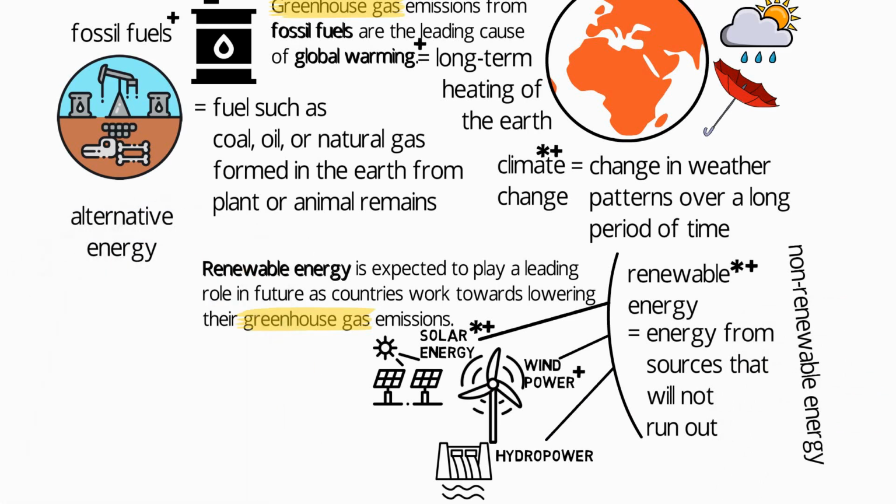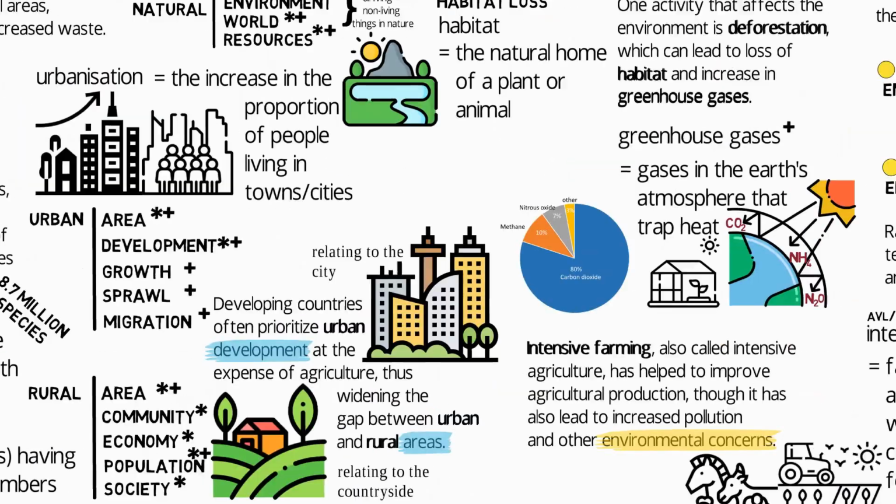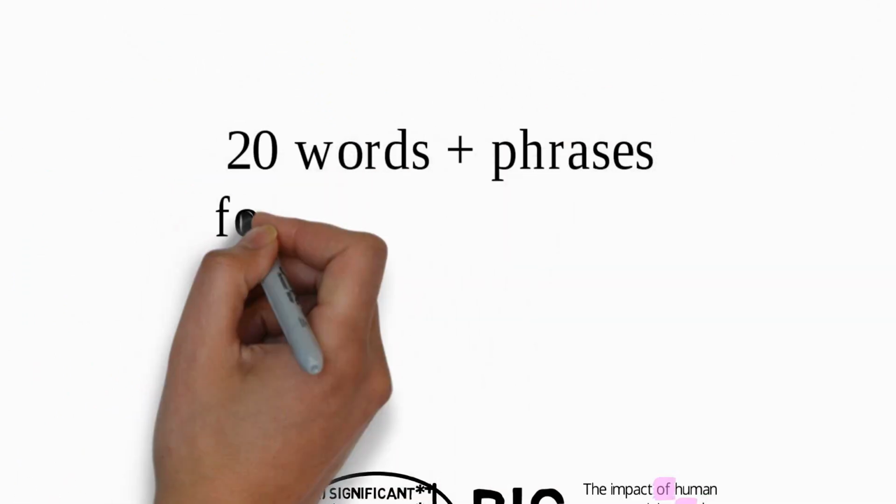A similar phrase is alternative energy, which is not quite the same, because here alternative means an alternative to fossil fuels. An example of an energy source which is alternative but not renewable is nuclear energy, because this uses uranium, and uranium is a finite source. In other words, it will run out. So that's the 20 words and phrases related to the environment.